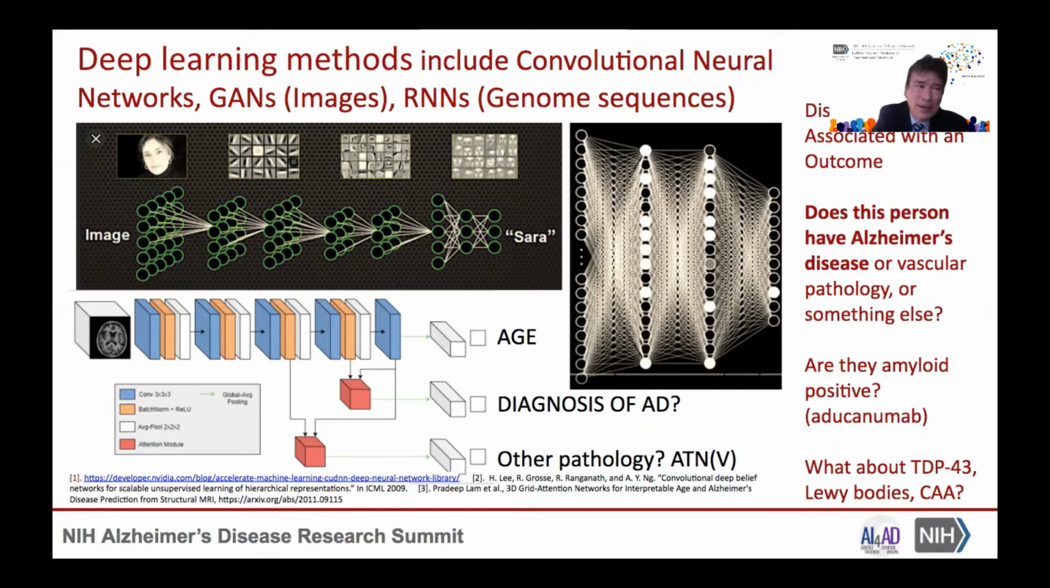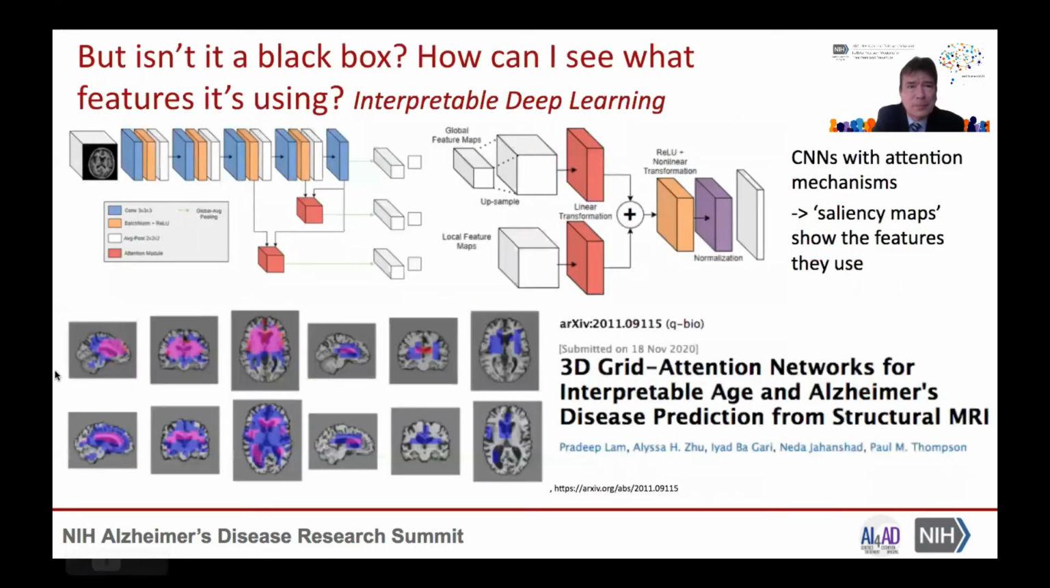In the medical context, we read in MRI in some cases, other types of neuroimaging data in other cases. And you can build and train neural networks that will tell you the person's age, whether they have a diagnosis of AD, or whether they might have other pathologies, coexisting pathologies, for example, those in the ATNV framework. And whether or not they're amyloid positive, for example, is very relevant, for example, if you're designing a trial of an anti-amyloid agent. And we may also need to know about other pathology.